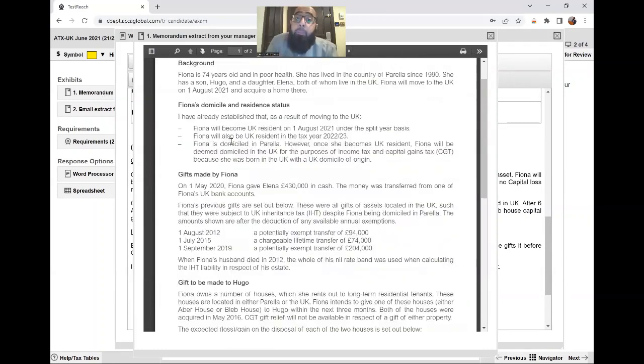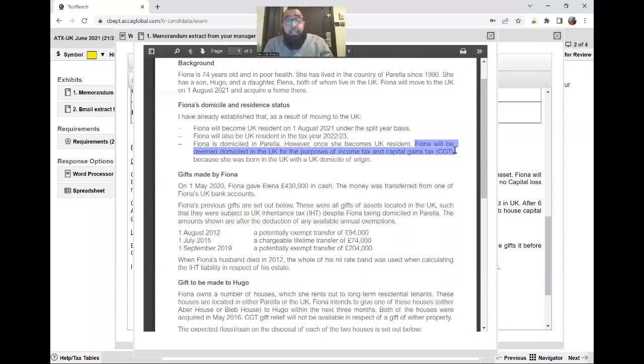Fiona is domiciled in Kerala. However, once she becomes UK resident, Fiona will be deemed domiciled in the UK for the purpose of income tax and CGT because she was born in UK with a UK domicile. Now, Fiona doesn't have actual domicile status. For deemed domicile in IHT, see, here he is confusing us. She is deemed domiciled for income tax and CGT. For inheritance tax, deemed domicile is something different.